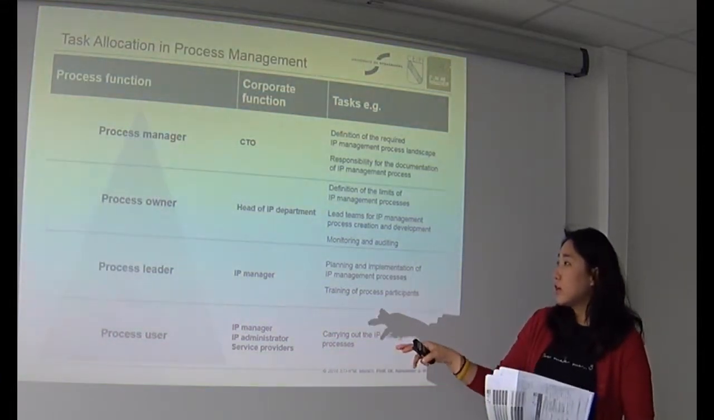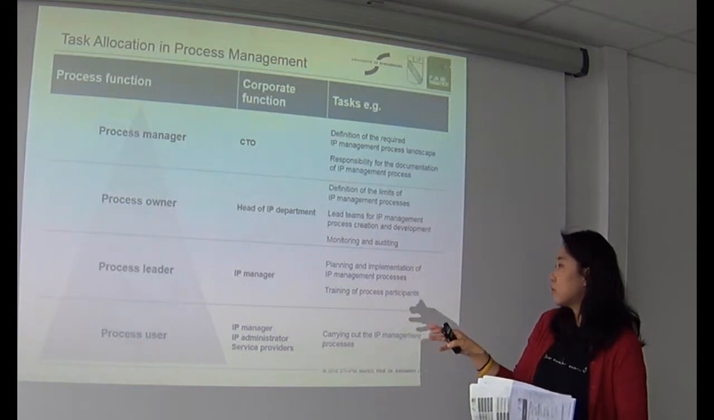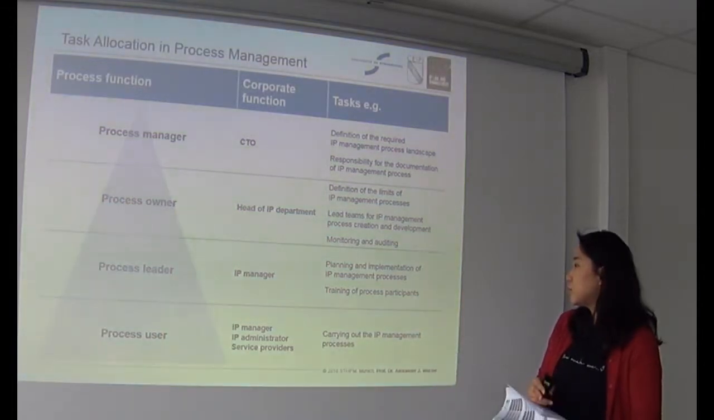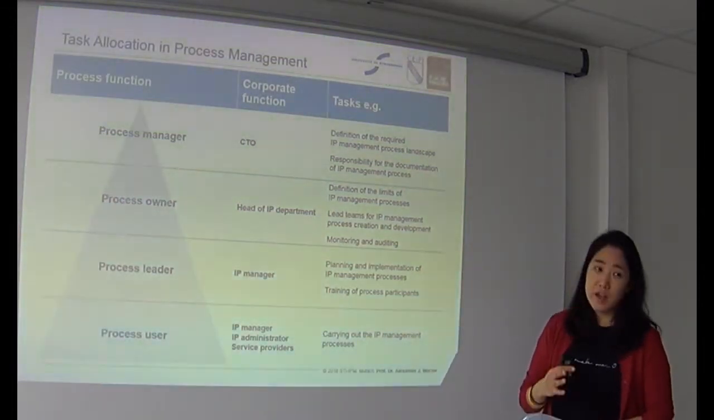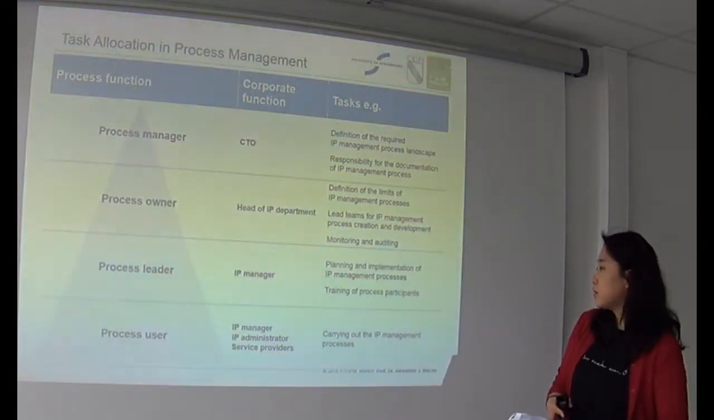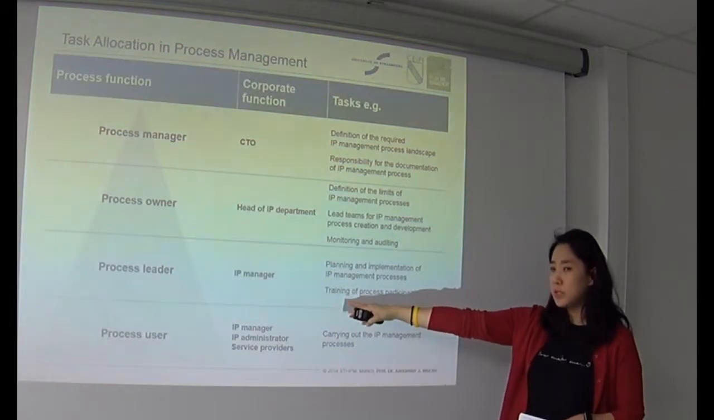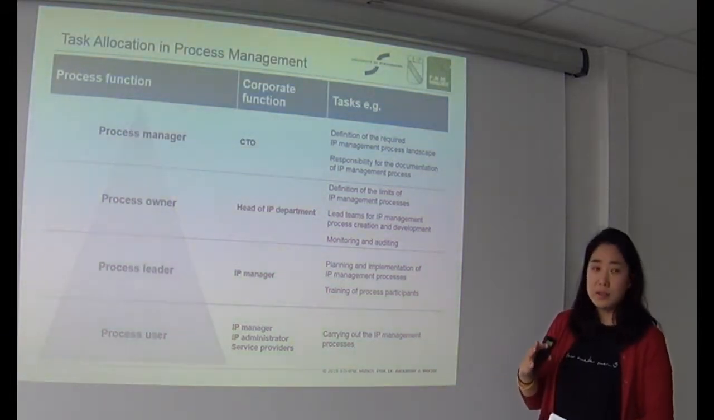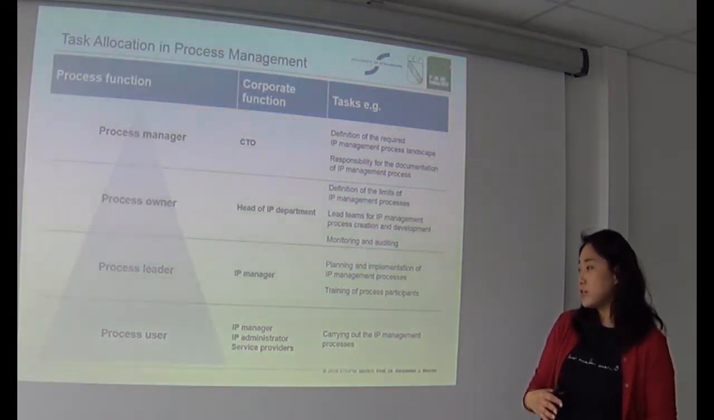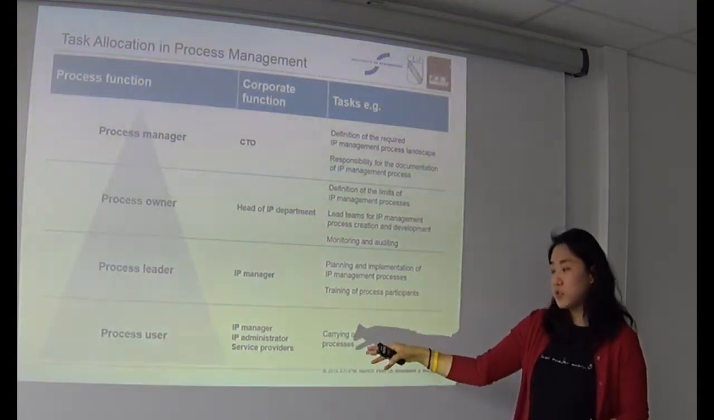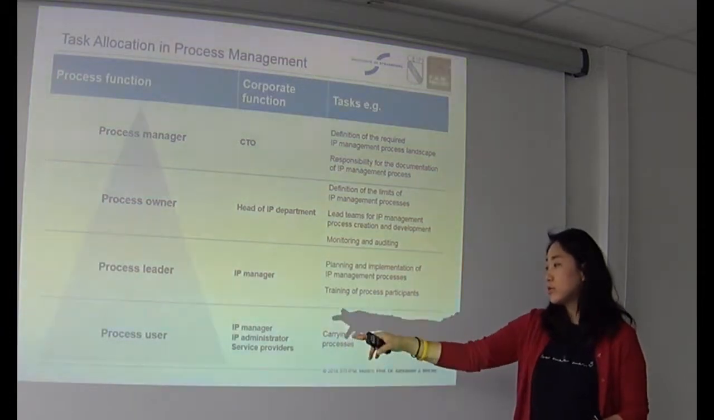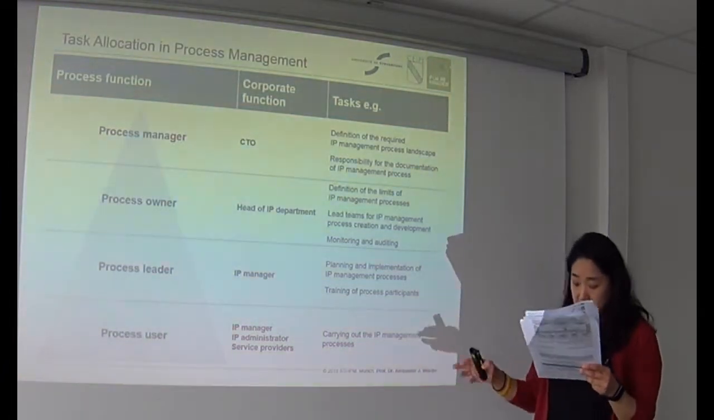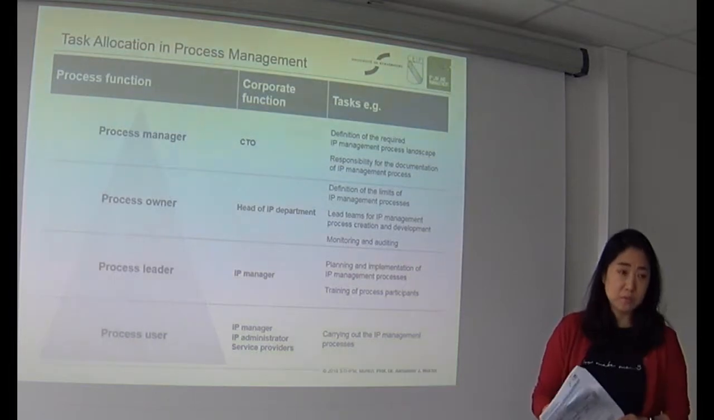Then the process leader will be the IP manager in the corporation, and he is in charge of the actual execution of the IP management process. Basically he is guiding and supporting the IP process management, and he is also in charge of the training. The process user is the active participant in the process. Process users will be IP managers and administrators, and also service providers from outside. They are carrying out the IP management. Their task is directly assigned to their single process.